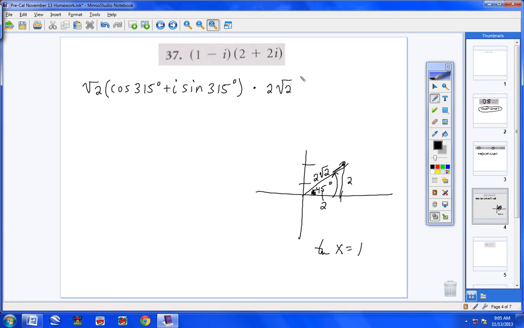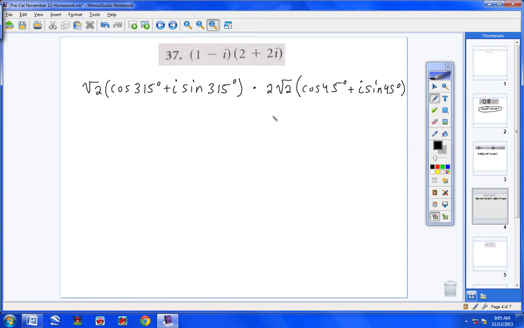The hypotenuse is 2 square root of 2. And then I would have cosine of 45 degrees plus i sine 45 degrees. And now let's go ahead and multiply those two together.